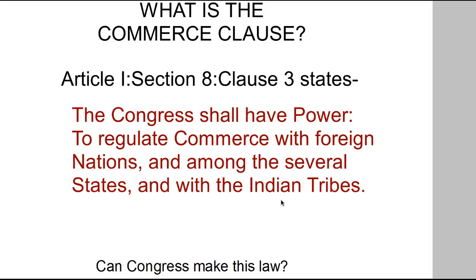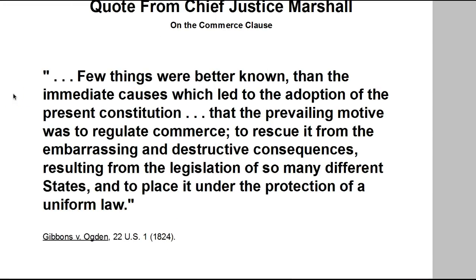So Congress has the power to regulate commerce with foreign nations, between the states, and with the Indian tribes. Now, what does that really mean? Chief Justice John Marshall in 1824 said this: few things were better known than the immediate causes which led to the adoption of the present Constitution. He's saying this is the real reason we wrote a new Constitution and got rid of the Articles: the prevailing motive was to regulate commerce, to rescue it from the embarrassing and destructive consequences resulting from the legislation of so many different states, and to place it under the protection of uniform law.